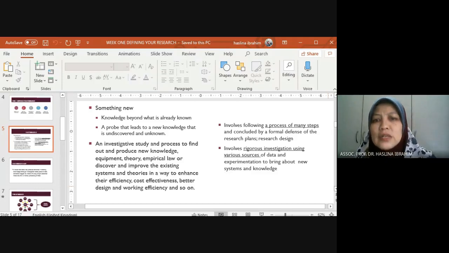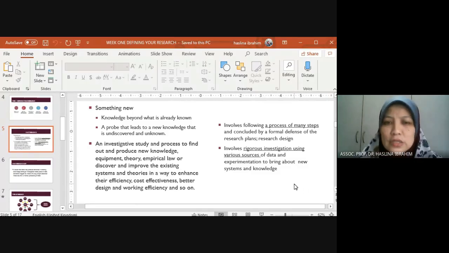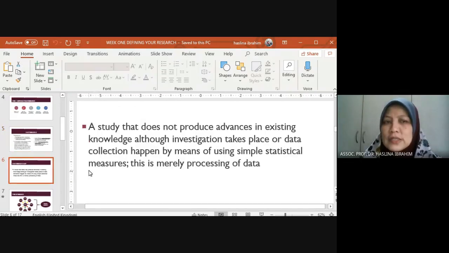And you see here, using various sources of data and experimentation to bring about results. Of course, if you want your thesis to be worthwhile, you have to have a lot of materials to assist you. That's why some professors said that you have to read 100 articles, 200 articles. Not just books, articles. Books you also have to read, but on top of that are the articles.